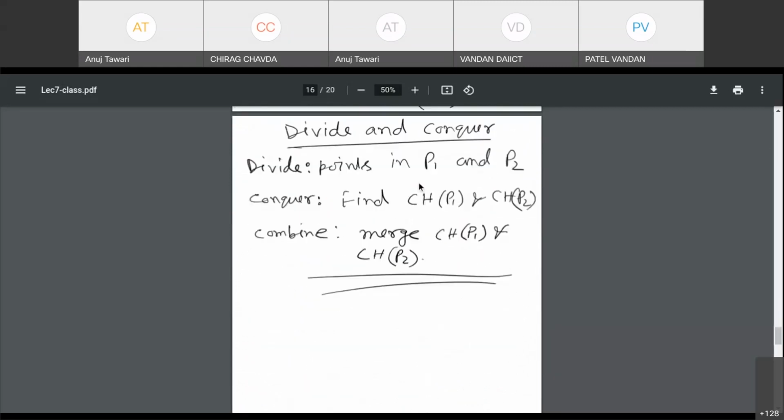So this is our idea. We divide the points into two sets, P1 and P2, which consist of roughly equal numbers of points on both sides. Compute the convex hull of P1, compute the convex hull of P2, and just merge these two convex hulls to get the new convex hull.